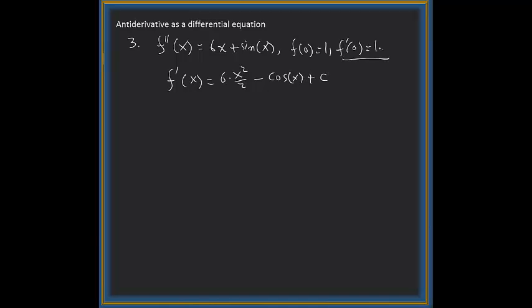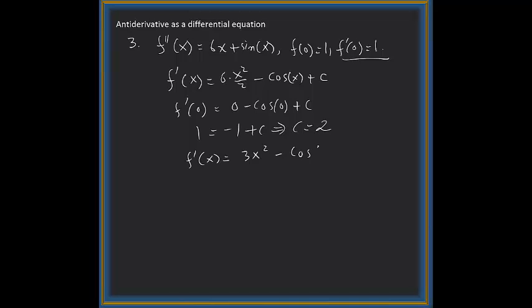Now replace the condition here. When x is 0, we get f prime of 0. So x is 0, so this term goes away, minus cosine 0 plus a constant, and f prime of 0 is 1, cosine 0 is also 1, so you get a negative 1 here plus c. After simplification you get c equals 2. So then you got your f prime of x as 3x squared minus cosine x plus 2.